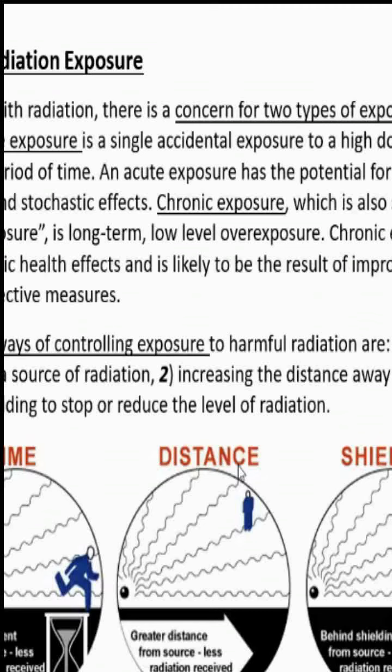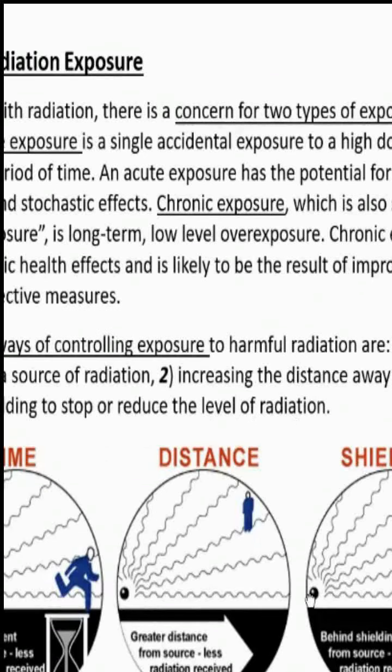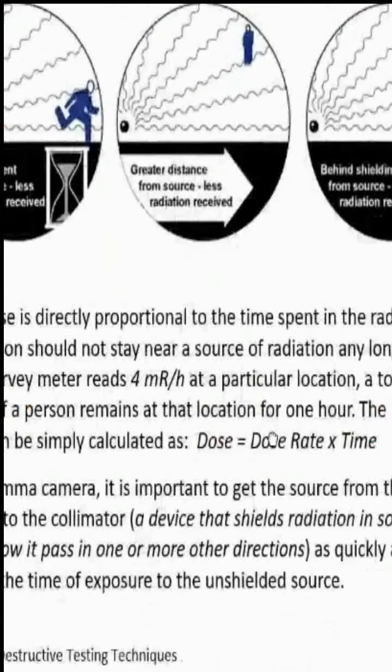Then shielding: if we increase shielding, the radiation coming out from the shielded matter will be less. This we have seen from the equation I is equal to I0 e raised to minus mu x. And we know the half value layer of different materials. So the three basic ways of controlling exposure to harmful radiation are: limiting the time spent near the source of radiation, increasing the distance away from the source, and using shielding to stop or reduce the level of radiation. These are the three simple steps that we must take.